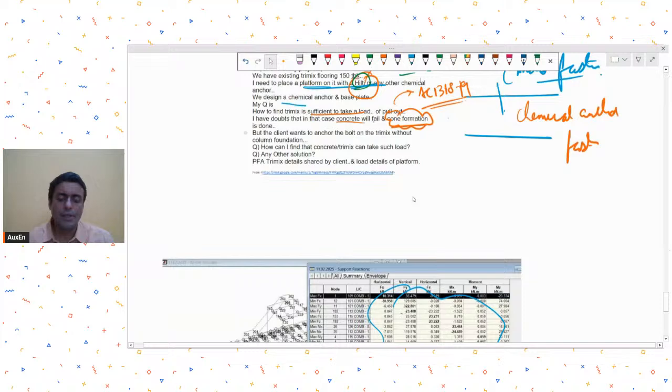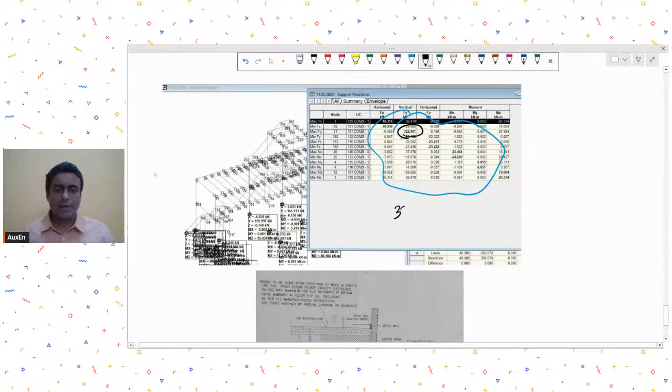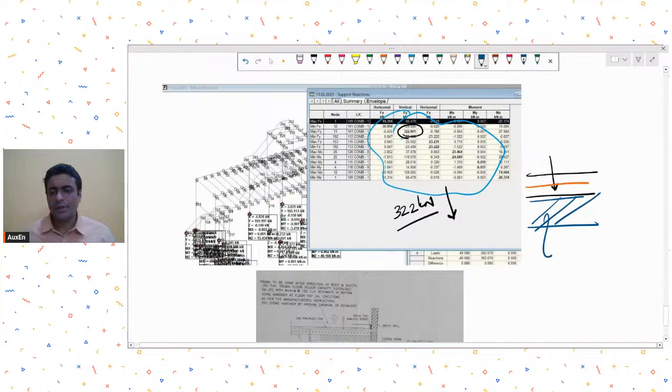But in your case, the issue is something different, because if you see, the column has a very heavy axial load, isn't it? So your column is having 322 kilonewton of axial compression. So in the case of axial compression, you need to understand that chemical anchors beyond a point will not help you. What will help you is the flexural strength of this premix floor, and even more than that, what is going to help you is the stiffness that this filled up soil is going to offer.